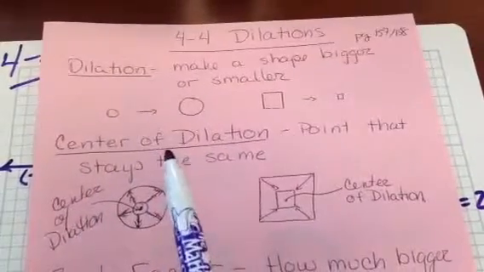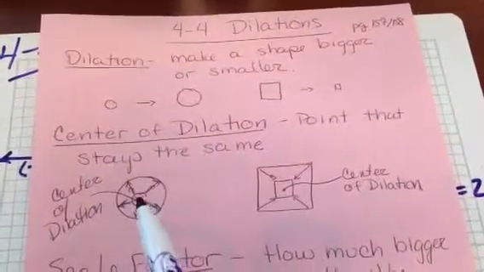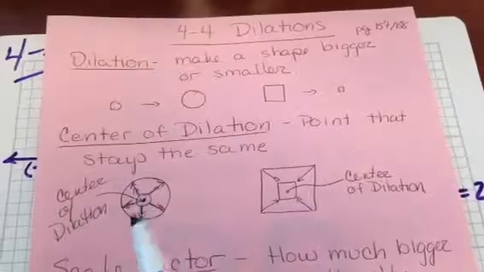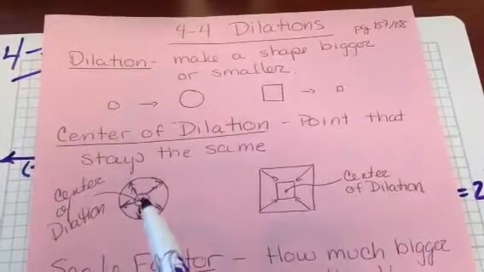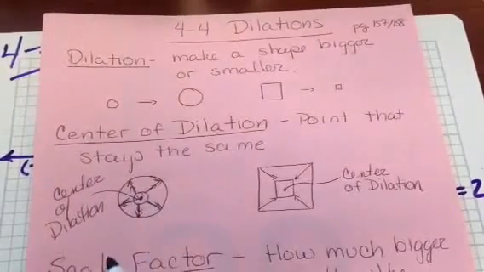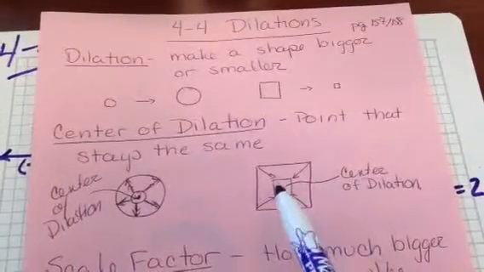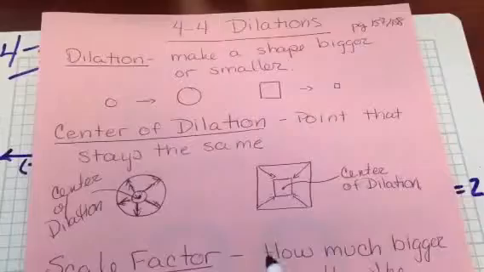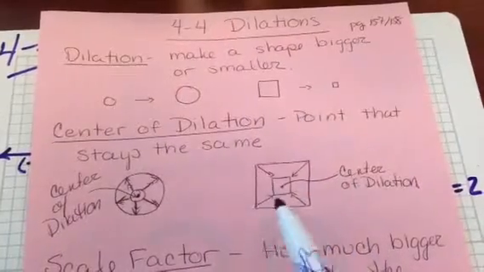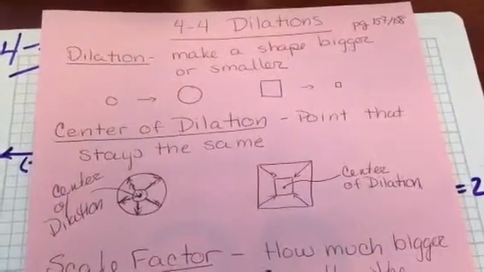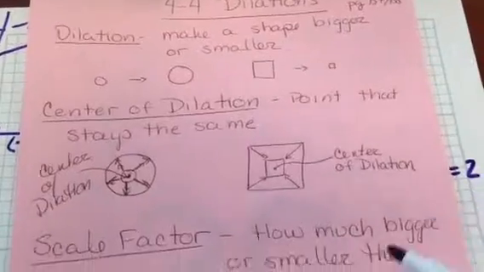Now the center of dilation, that is just the point that stays the same. So if I drew both of those circles on top of each other, that little dot in the center would remain the same when I went from the small to the big. Same thing for the square. If I put a little dot in the center of the square and I shrink the square down, that center of dilation stays in the same place.